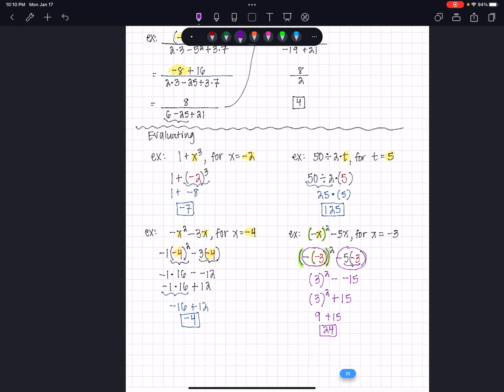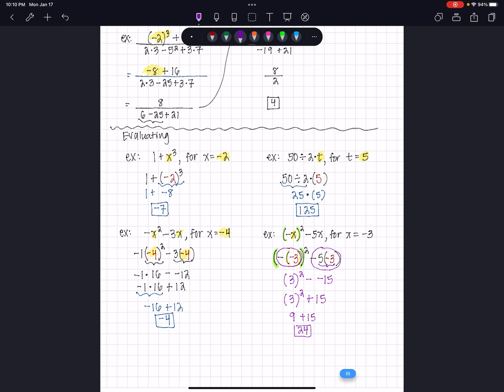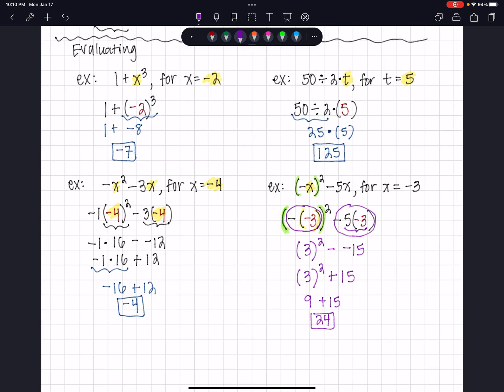And those are some examples with evaluating expressions.